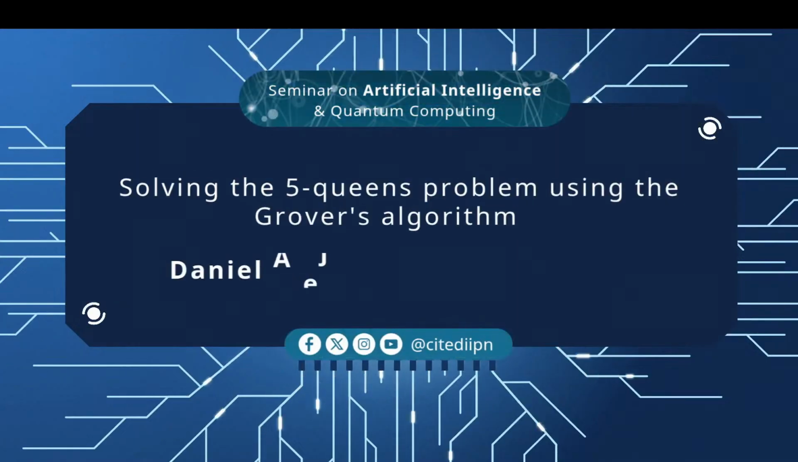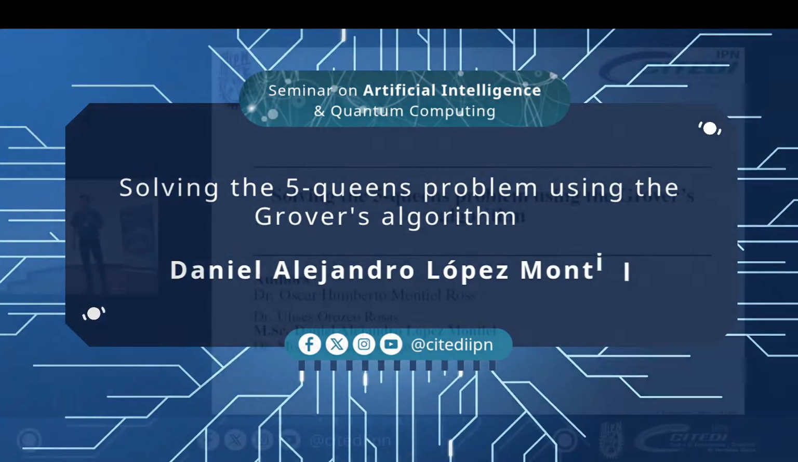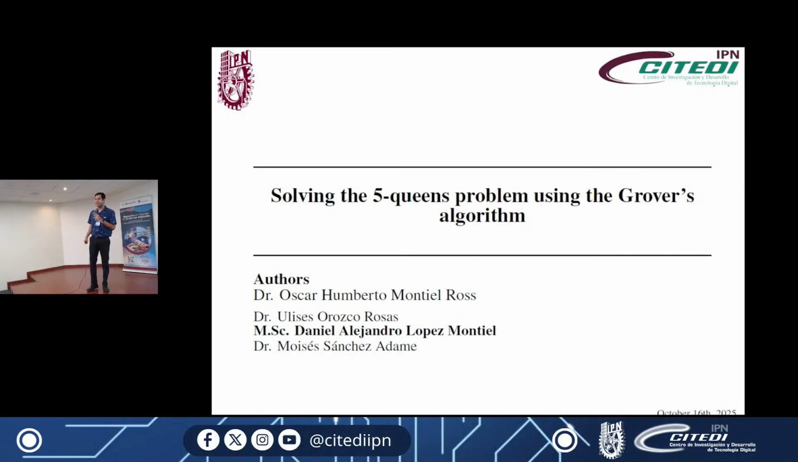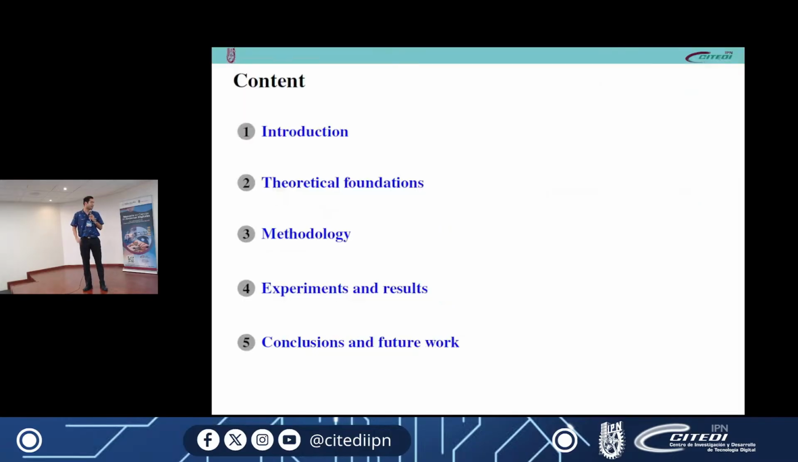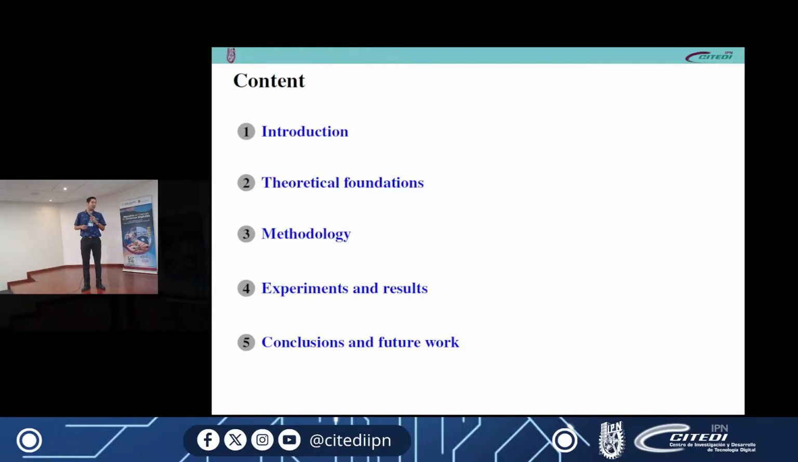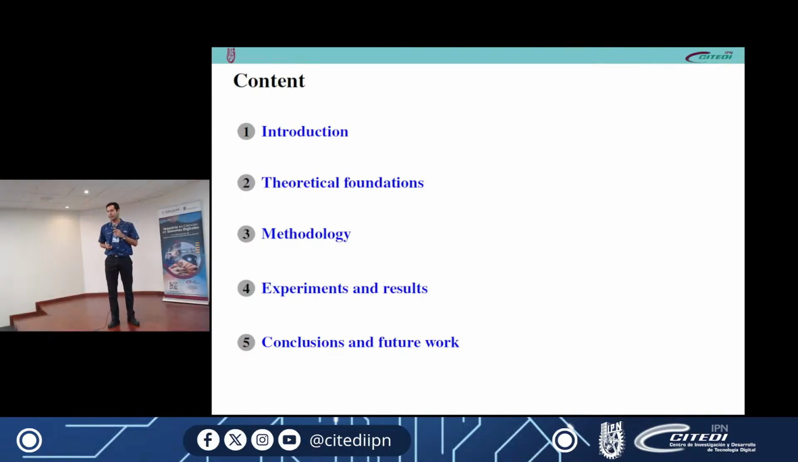Thank you very much for the introduction, and also thank you all for being here. I'm Daniel Lopez, like they mentioned previously, and I'm going to present here the work titled Solving the 5 Queens Problem Using Grover's Algorithm. So let's begin. I'm going to give a brief introduction of the problem, and I'm also going to give some theoretical foundations, how the problem is formulated mathematically, and then we'll see what the approach that we took is, and then we'll look at the results and the findings that we can gather from them.